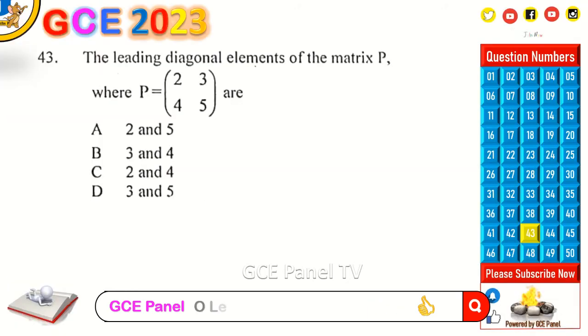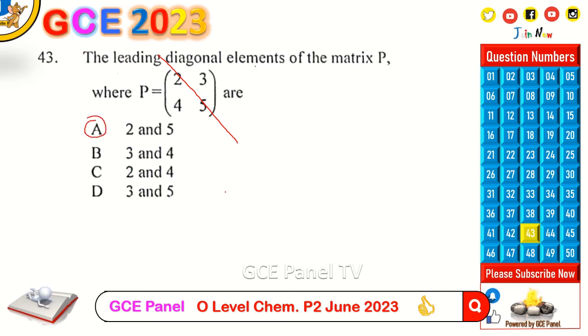Question 43. The leading diagonal element of the matrix P. This is the leading diagonal. The leading diagonal elements are 2 and 5. In secondary school, we're saying that coupe and décalé. Coupe is leading diagonal, décalé is off diagonal. So leading diagonal has elements or entries 2, 5. So that's A. While the reverse diagonal has elements 3, 4. The reverse or the off diagonal.